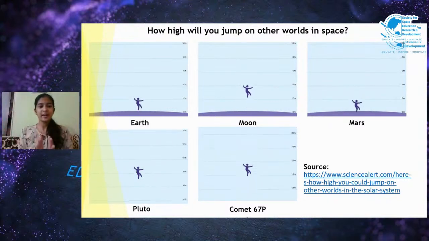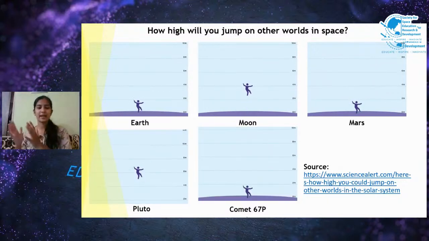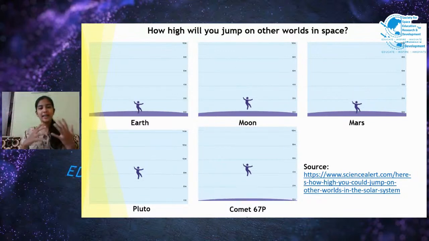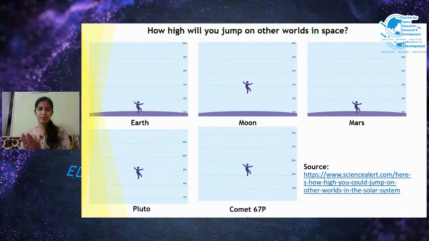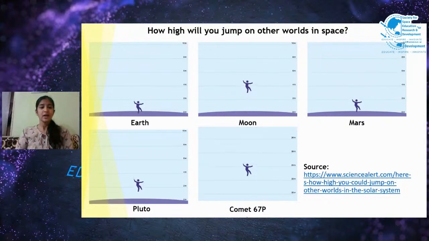Now you must be wondering how we can float, how we can jump on different planets, and how the height differs on different planets. Let me demonstrate by giving some examples.